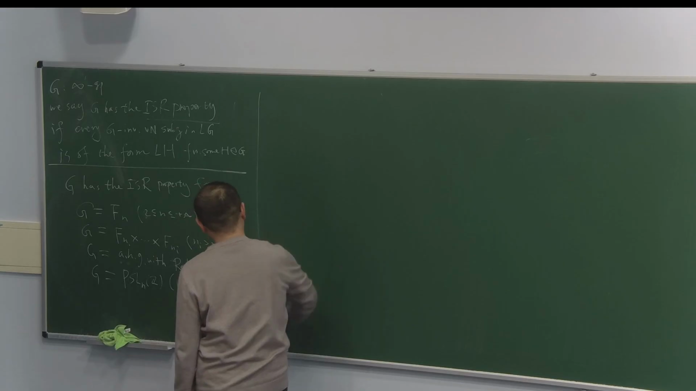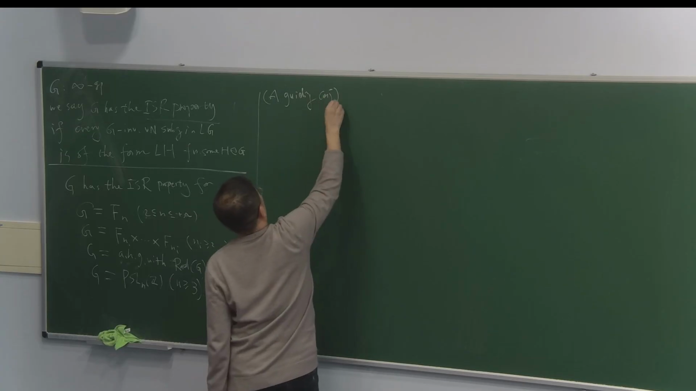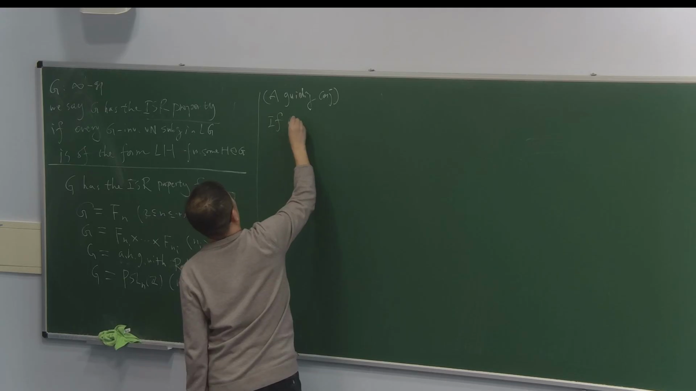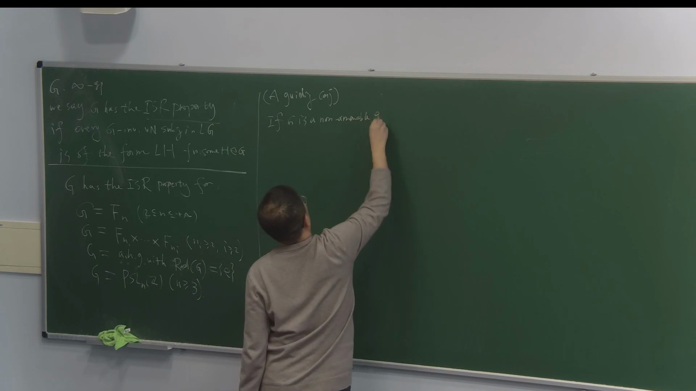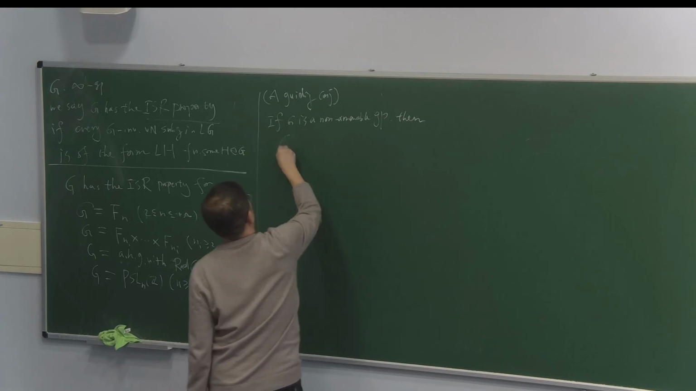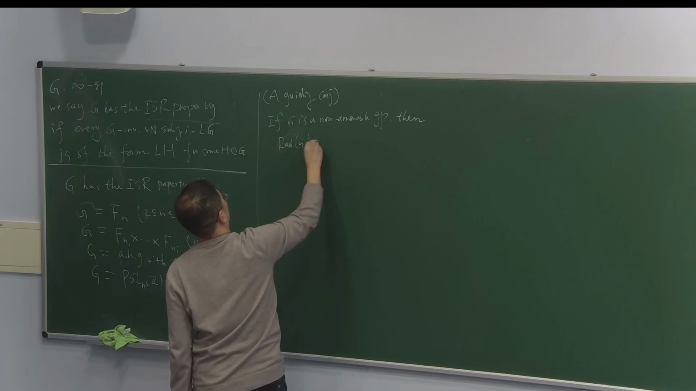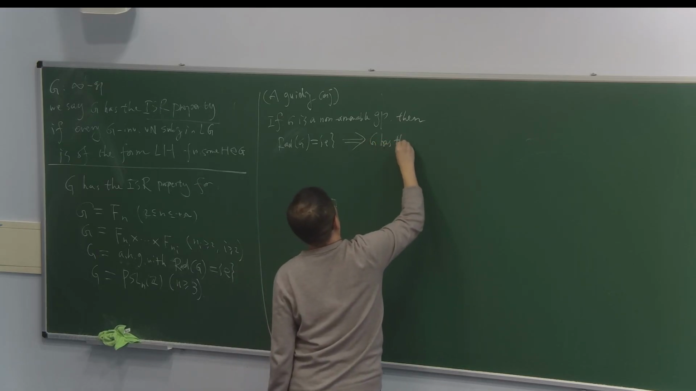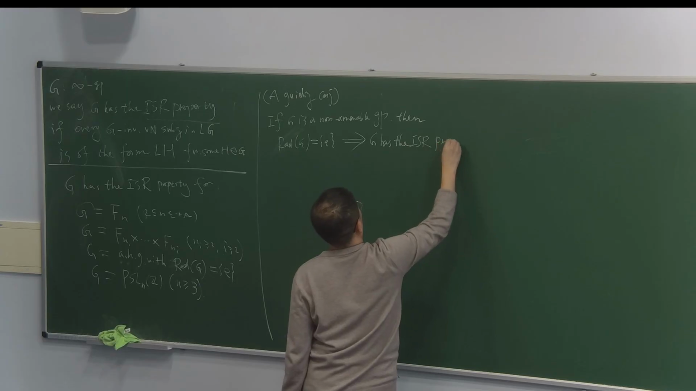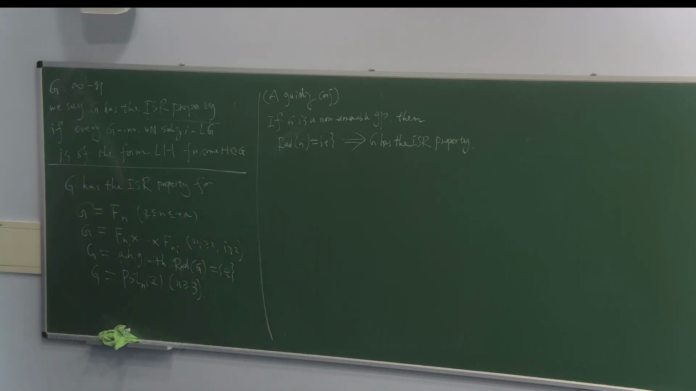So in fact, a guiding conjecture is the following. If G is a non-amenable group, then Rad(G) trivial should imply G has the ISR property. This conjecture was not stated clearly in Kennedy and Davidson's paper, but they mentioned this.